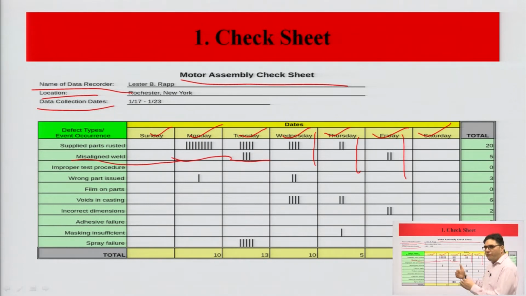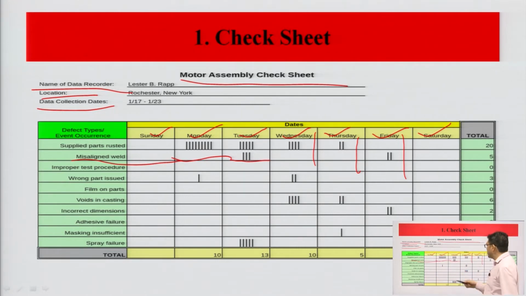So, in a similar way we can maintain an Excel sheet, a proper format that can help us record and identify how many defects are occurring in the organization. By this data we will come to know which part has the highest number of defects, or on which day the highest number of errors or defects are likely to be incurred by the organization.